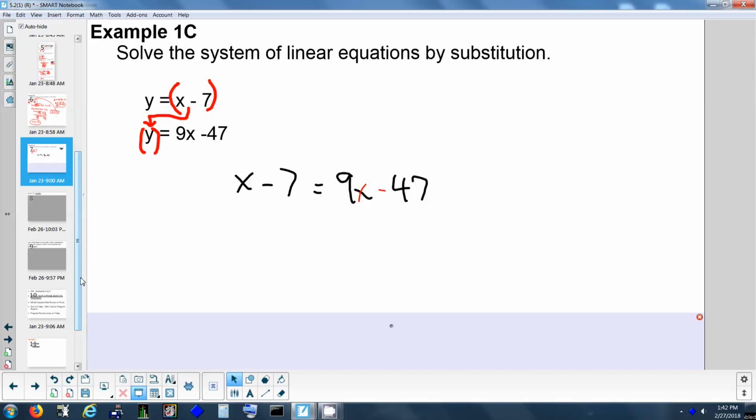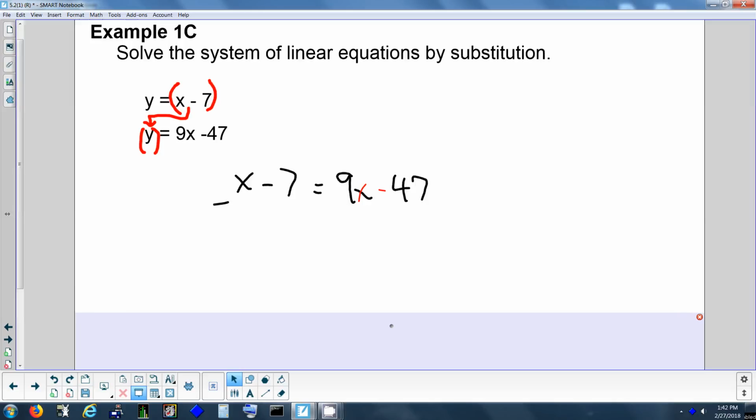Savannah, what do you want to move? I wanna move 9 to the left. You want to move 9 to the left? Okay, you can do that, and you're not wrong. Alright, we're gonna move x. I would move the x. Reason being, x is smaller than 9x. I won't be dealing with negatives. For some people, they have a hard time working with negative numbers. So I would say move the smaller one. Move the x. Minus x, minus x.